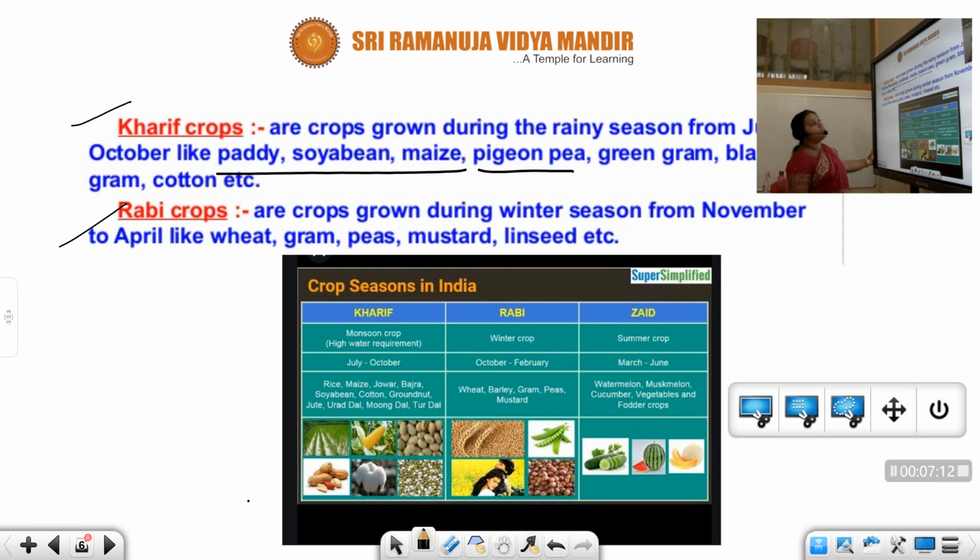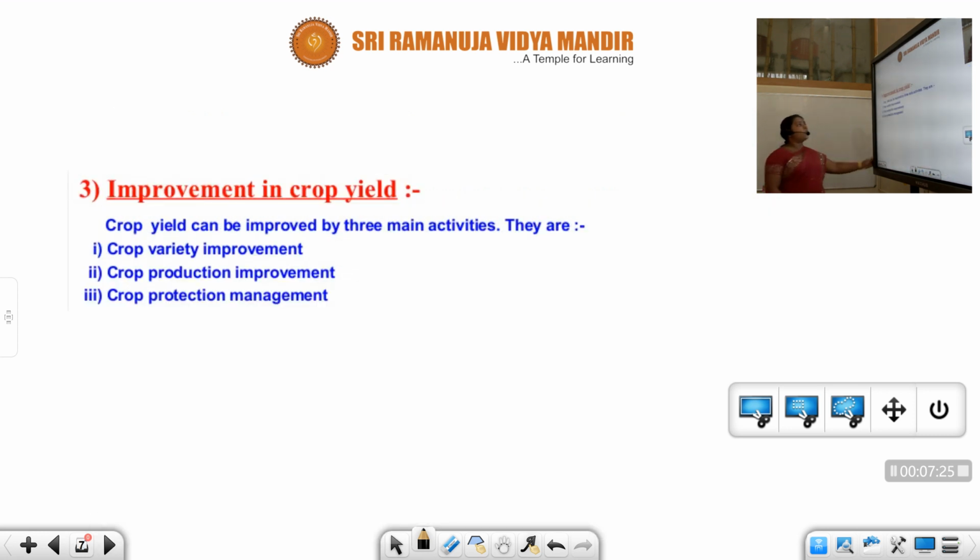And Rabi, these are crops grown during the winter season. Kharif means rainy season, Rabi means, students, winter season, during the months from November to April, like wheat, gram, peas, mustard and linseed. So this is about the Kharif and Rabi crops.